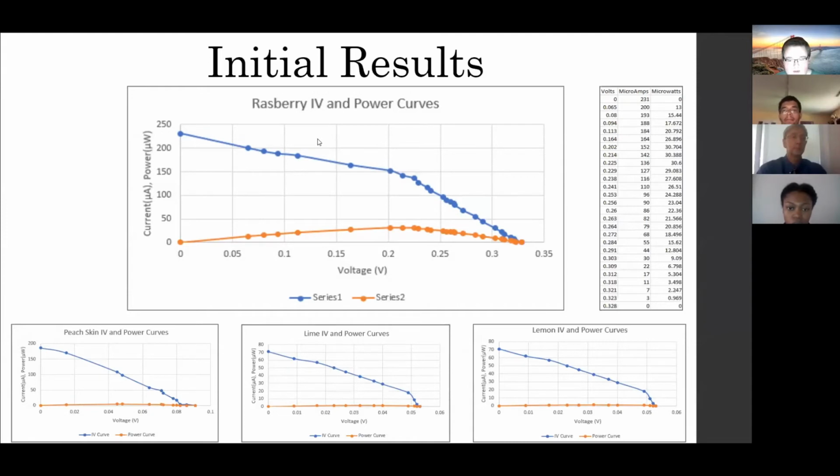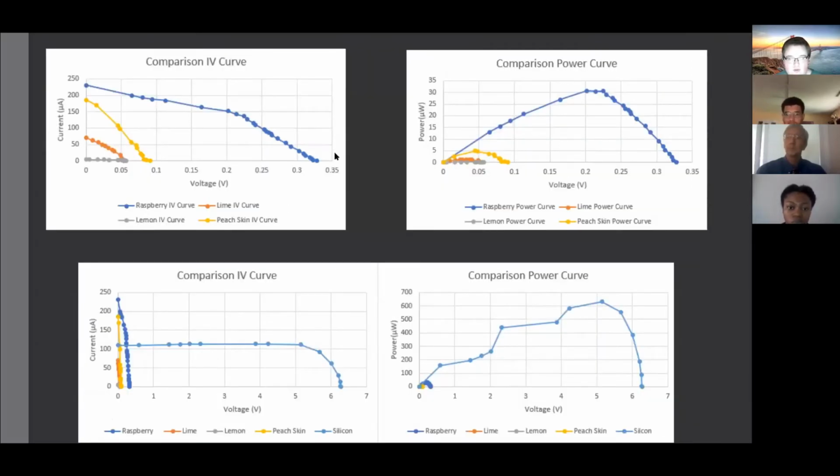And then comparatively, the lemon and lime, which are both citric acids, were much less effective, both for current generation and for power generation. And then we can see here the comparison between them purely. Raspberry at the very top, peach second, and then both lemon and lime relatively close in the bottom.